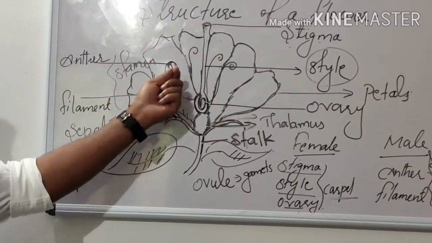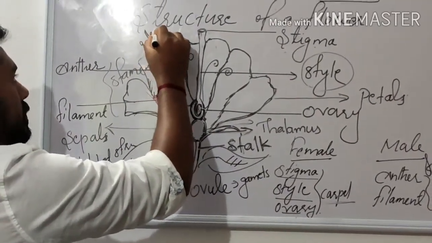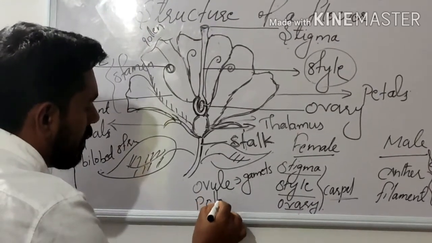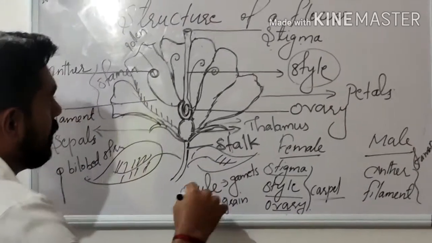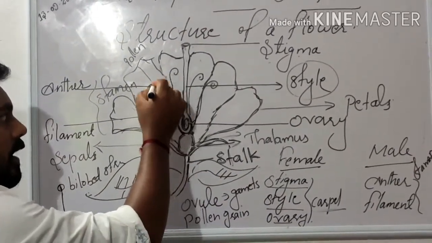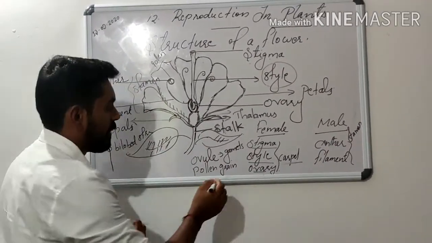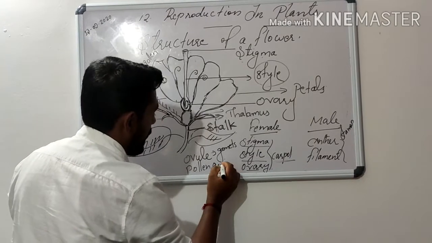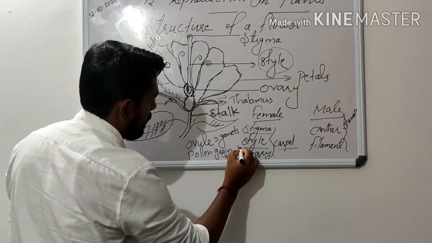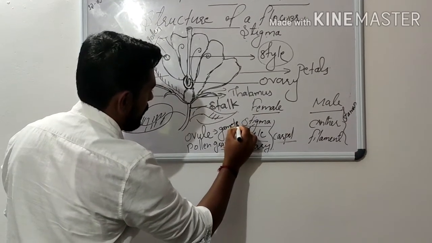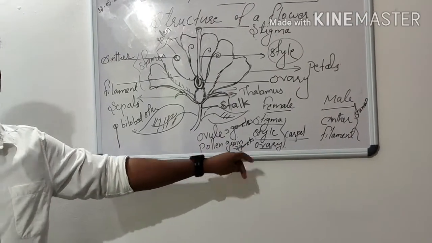The anther contains pollen grains. Pollen grains are found in the pollen sac. The anther is divided into 4 pollen sacs. Inside the pollen sac there are pollen grains. It is the male gamete. Ovule is the female gamete and pollen grain is the male gamete.